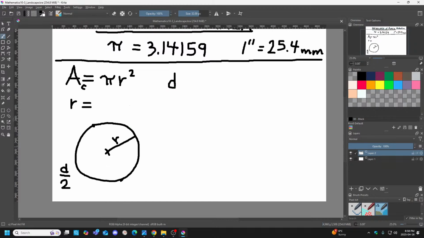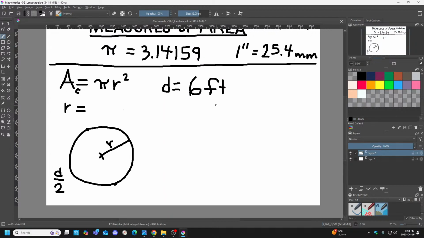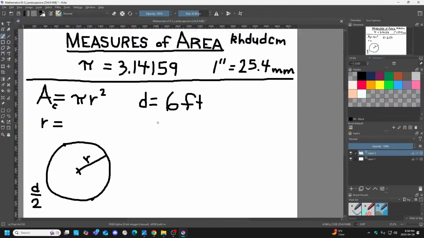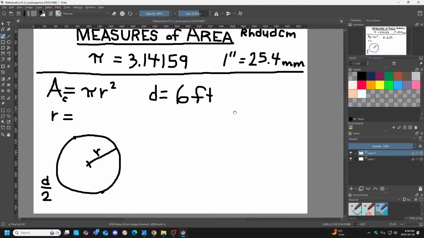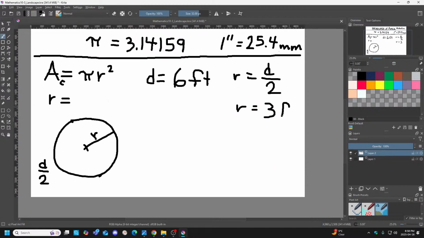All right, this is a circle. It's good enough to represent what we're doing. 6 feet. Okay, that's given. You can actually physically measure something, an object in the real world, and calculate the area. So R, again, R is equal to D divided by 2. Therefore, R is equal to 3. Okay, and that would be feet.